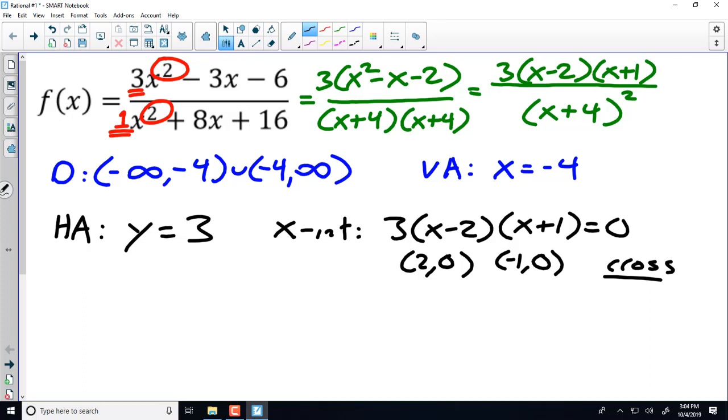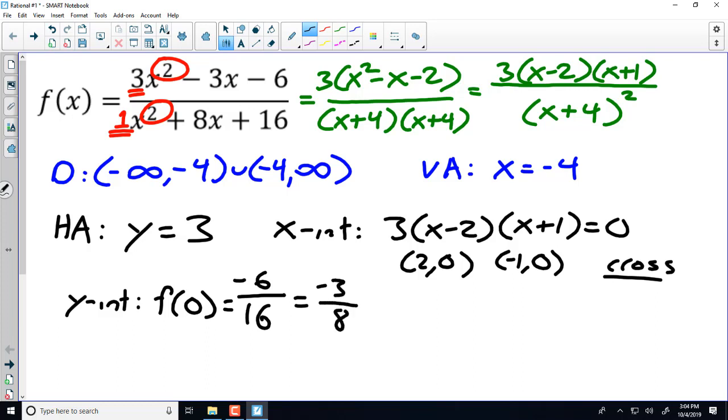Do we have a y-intercept? As long as we didn't kick 0 out of the original domain, we have a y-intercept. The only number we kicked out was negative 4, so we plug a 0 into the function to get the y-intercept. Plug in a 0. Everything on top cancels except for the negative 6. Everything on the bottom cancels except for the 16. And we will end up with negative 3/8. So our y-intercept is 0, negative 3/8.